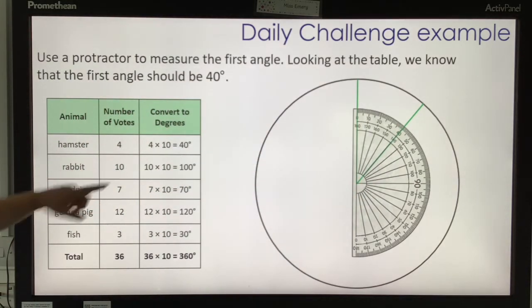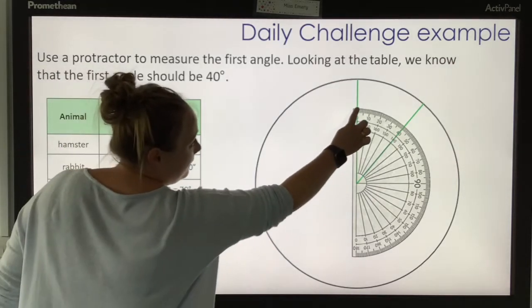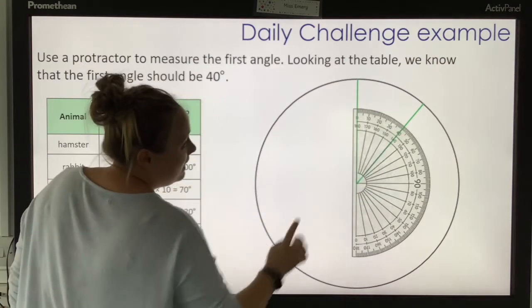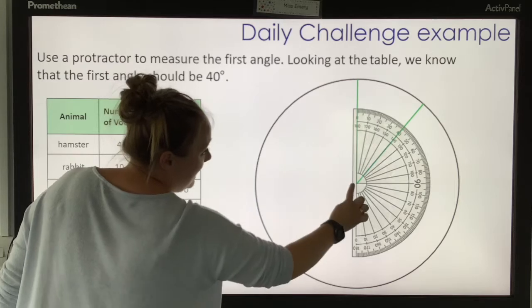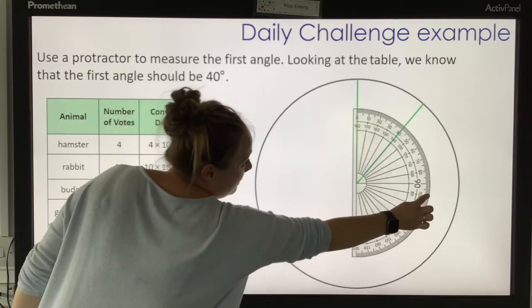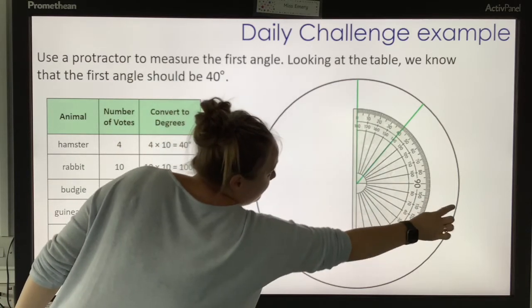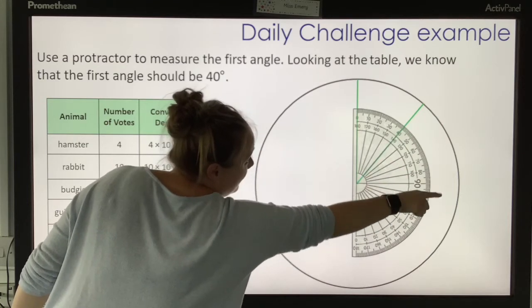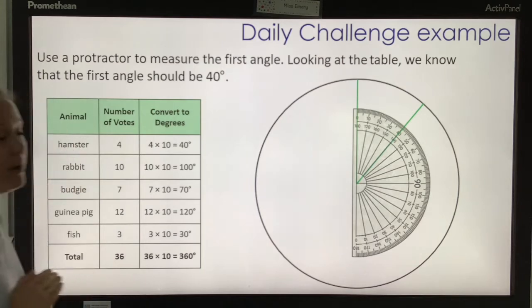Now your next one to put on is 100 degrees. Now what you don't do is start on this line, because this segment here shows hamsters. If you leave your protractor here and mark on 100 and you draw your line for 100, you're not actually showing 100 degrees, you're showing 60, because 40 degrees has already been used by hamsters.